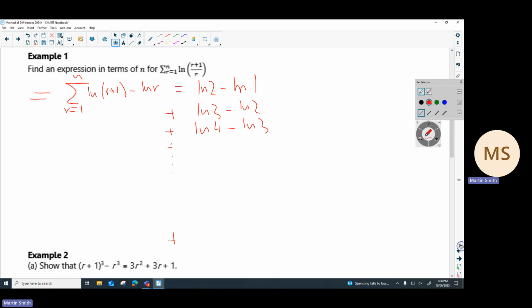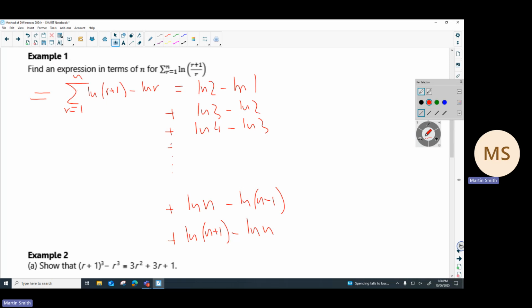I'm also going to write down the final 2 terms. So I'm going to do the last term first of all, because that's a bit easier. The last term is when r is n. So you will get ln of (n plus 1) minus ln of n. And the term before that will be when r is n minus 1, which means r plus 1 is n. So you'll get ln n minus ln of (n minus 1).